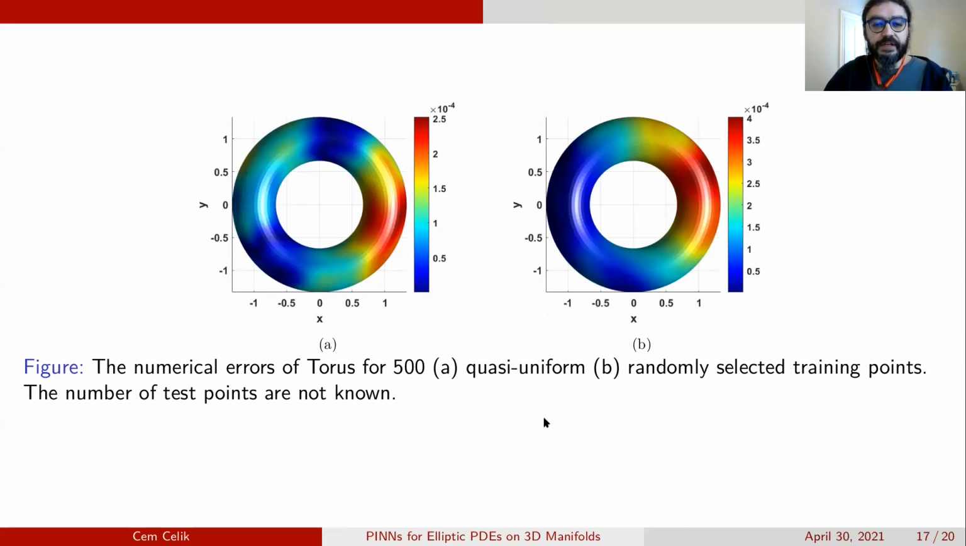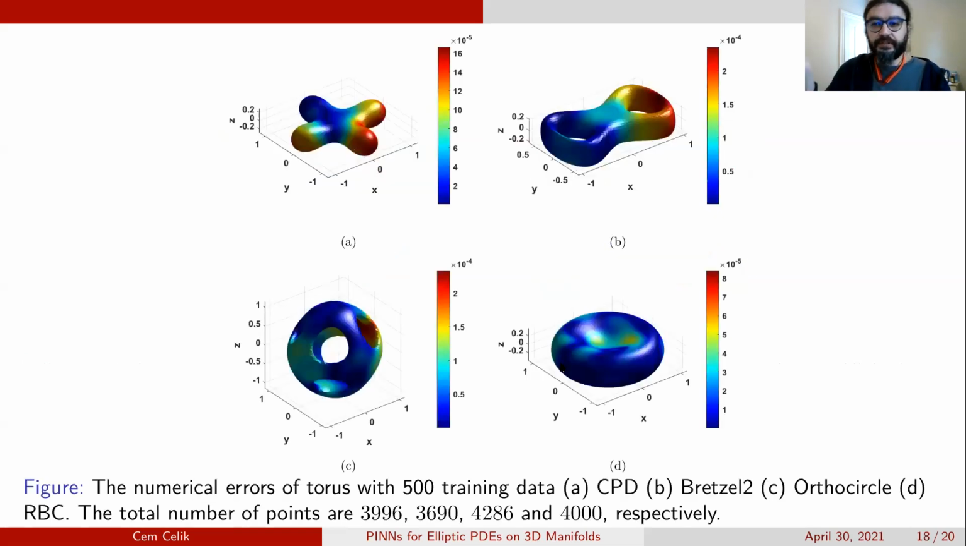They give numerical results for the torus example. In the torus example, they choose 500 quasi-uniform and 500 randomly selected points. We don't know if they use any test points or not, but the errors look the same. And then they jump to the other examples. Here they take 500 training data.